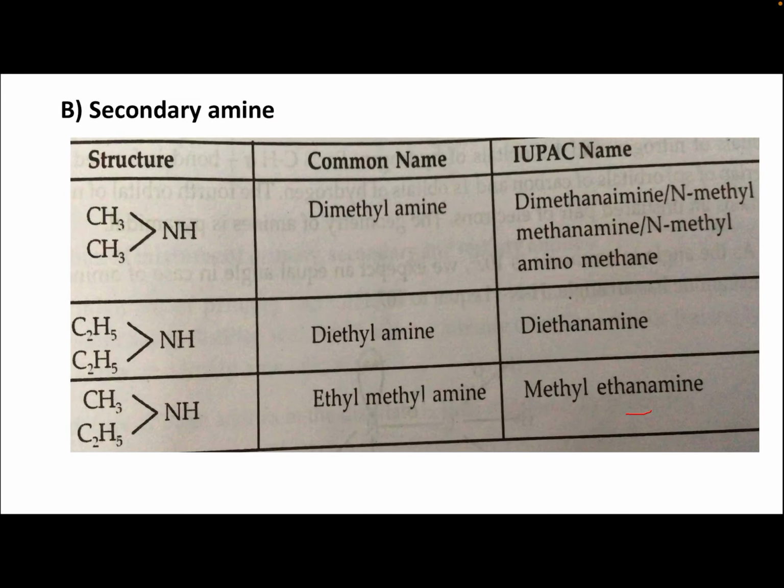Next, in secondary amines, 2 CH3 groups are there, so dimethylamine or N-methylaminomethane. If an ethyl group is attached, then it is diethylamine or diethanamine. If both groups are there, methyl and ethyl, then you go in alphabetical order. E comes first, so ethyl, then methylamine: ethylmethylamine or methylethanamine.